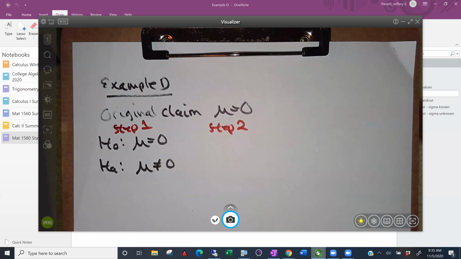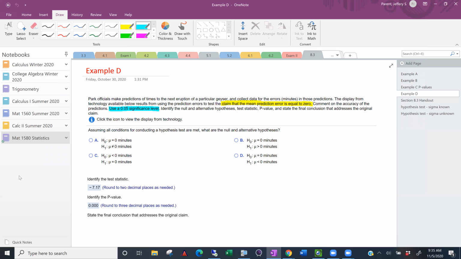Step 2 is to decide on alpha. And they told us right there that alpha is 0.05. Now, if they don't tell you what alpha is, either choose 0.05 or 0.01, as you see fit. And of course, your choice on that might be influenced by what happens if you make a type 1 error. If it's really important that you not screw up in a type 1 way, then choose alpha as 0.01 or maybe even less.